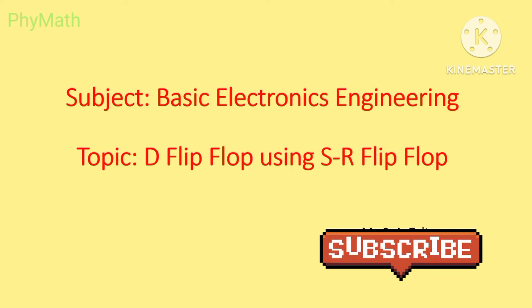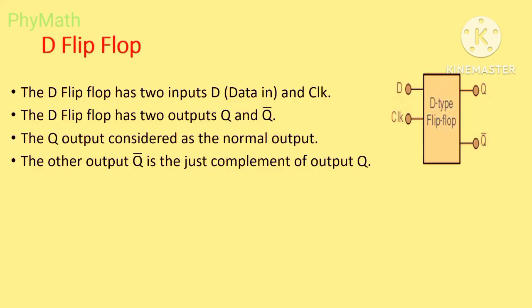Similarly, when S equals to 1 and R equals to 0, then our Q equals to 1 and Q bar equals to 0, means our flip-flop will be in set condition. And the last condition, when S equals to 1 and R equals to 1, then both the outputs, that is Q and Q bar, will be in no change condition. Now what is D flip-flop?